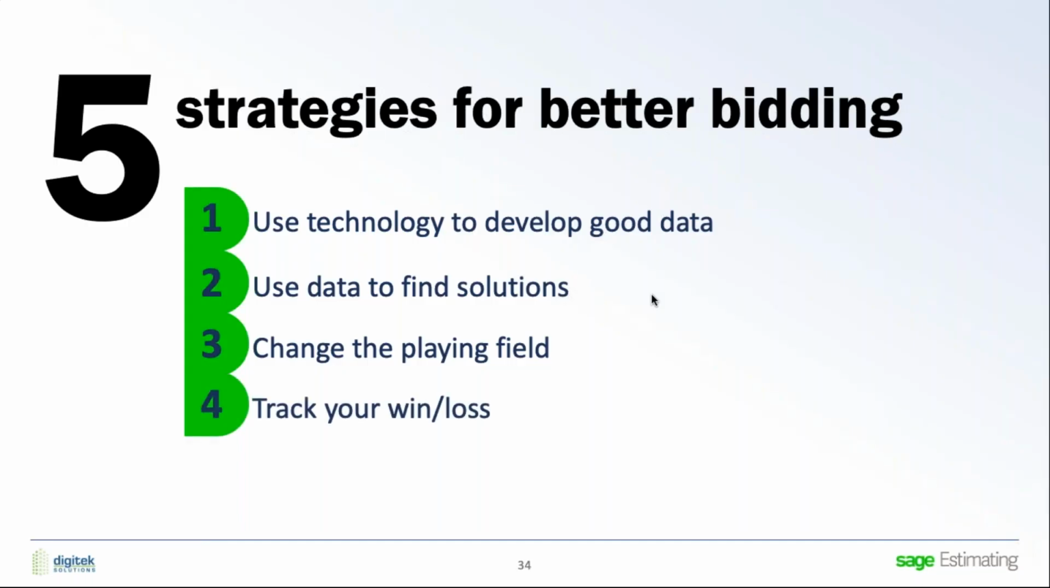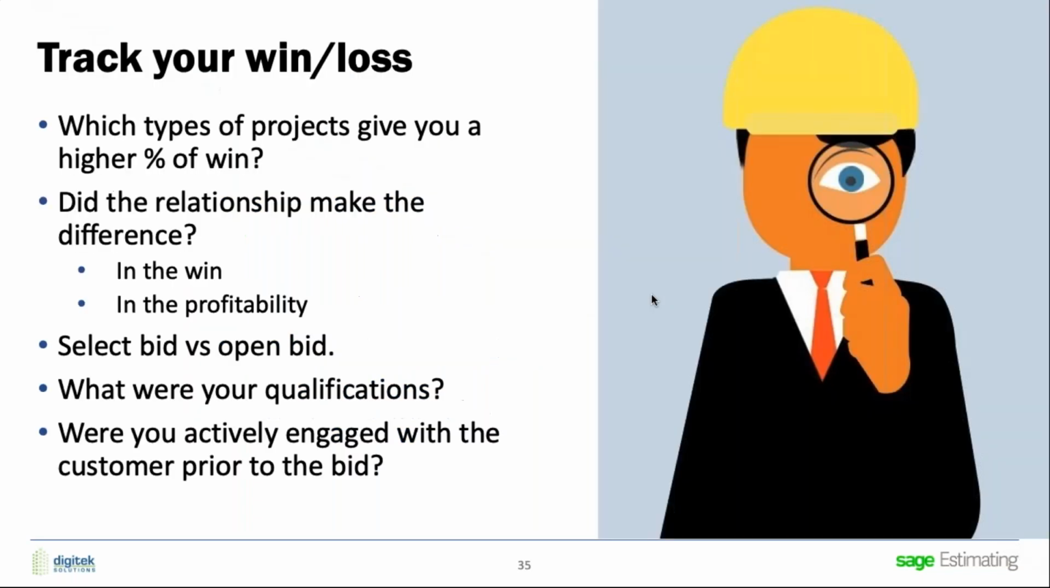Now, the fourth thing I want to talk about is we have to track our win-loss. And what I mean by that is tracking the win-loss of the jobs that we bid, right? Which types of projects do you bid that give you a higher percentage of win? I used to do the shotgun effect. And then I found out that there were certain projects that we just would win, not just win, but we would make good money on them. So we started saying, okay, let's focus on these projects. These were good projects. They were easy for us to manage. They distinguished us from our competition because our competition didn't like to do them. And so we always won those projects.